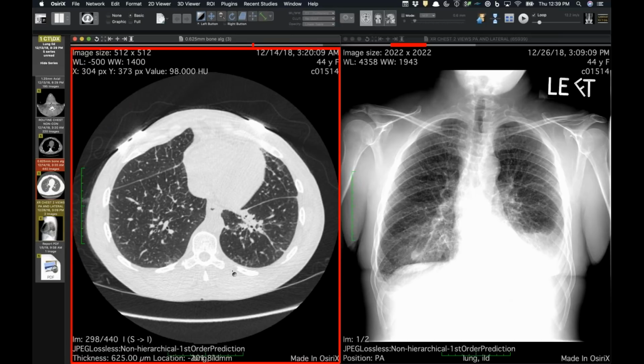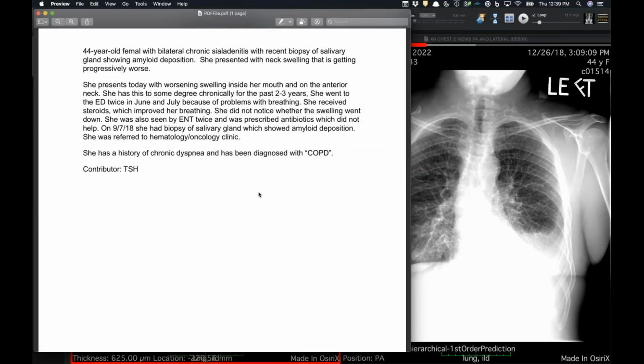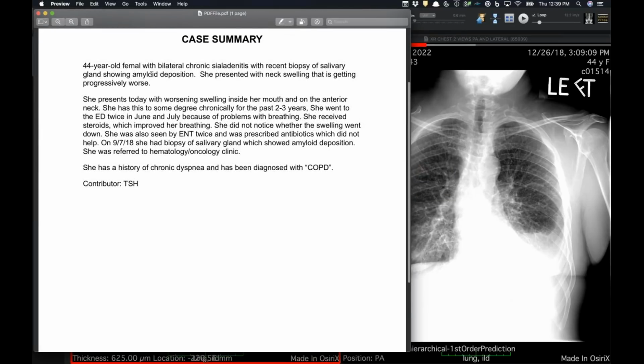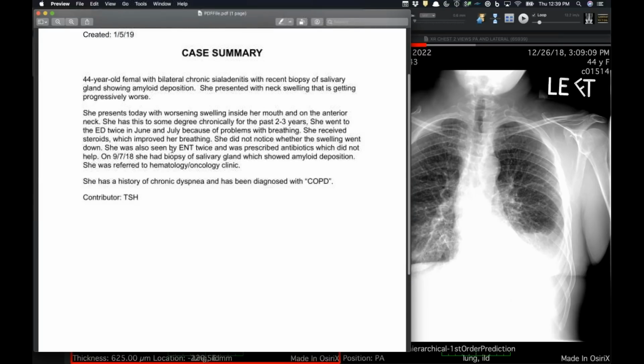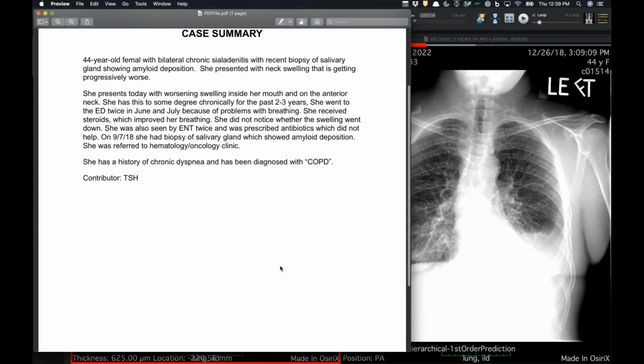So, Travis, did they determine the type of amyloid? Is this AL? I'll look it up while somebody else is presenting. It was an outside biopsy. I'll have to dig through the charts and see if they said. I'll look at the heme note because she's been referred there.